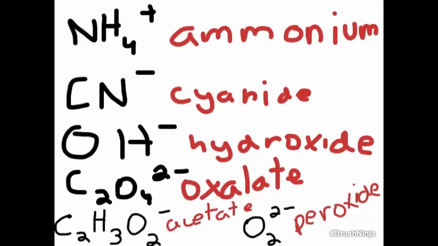Molecules you should definitely memorize in general are ammonium, cyanide, hydroxide, oxalate, acetate, and peroxide. These are your tips for memorizing polyatomic ions.